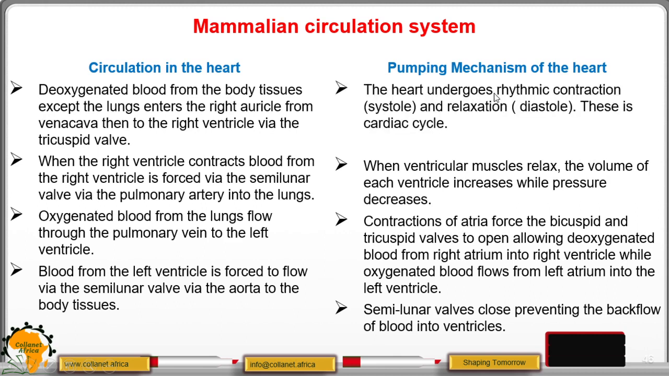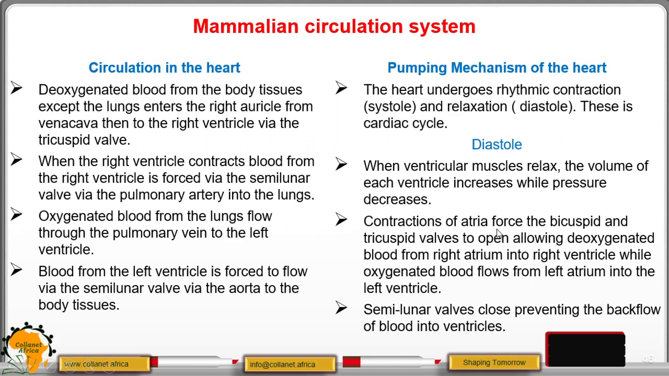The heart undergoes rhythmic contraction, that is the systole, and relaxation, which is diastole. This is what forms the cardiac cycle. We want to look at the diastole, and when ventricular muscles relax, the volume of each ventricle increases as pressure decreases.